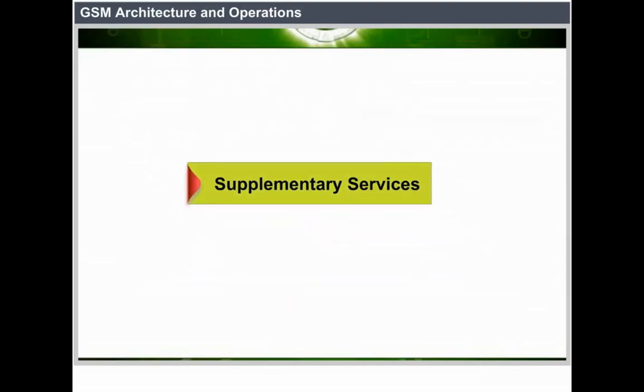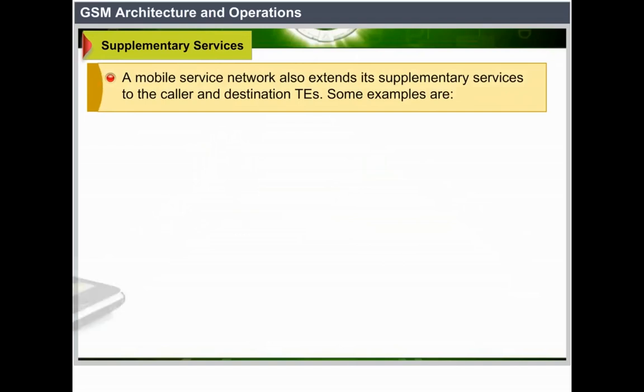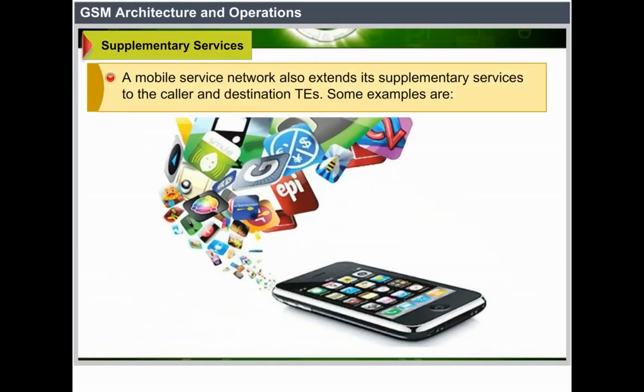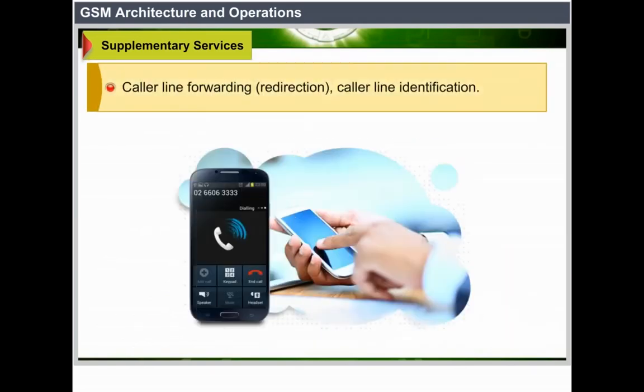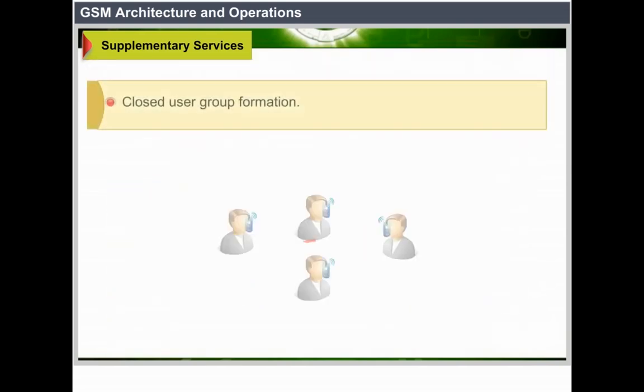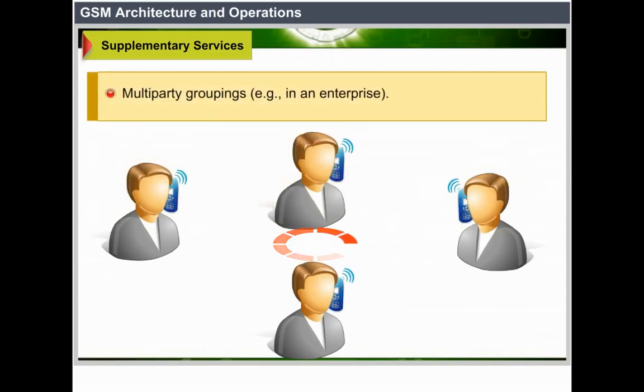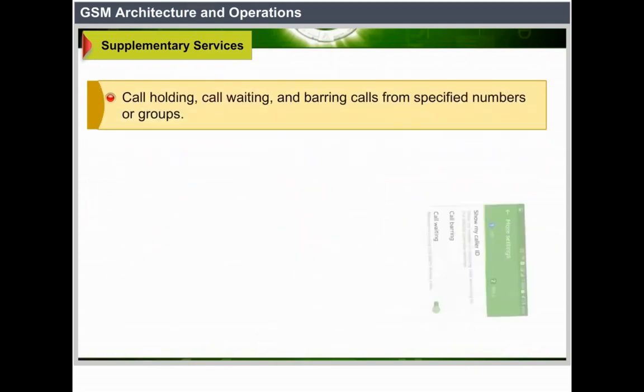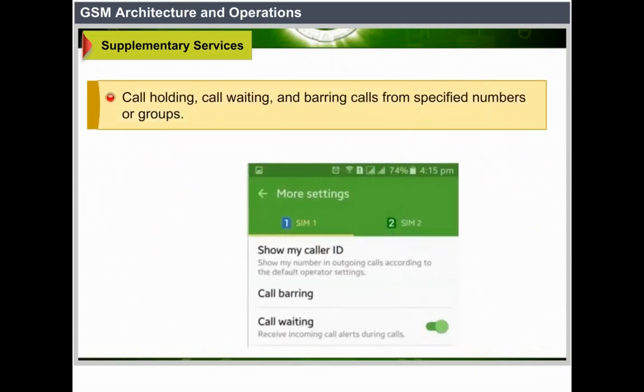Supplementary services. A mobile service network also provides supplementary services to the caller and destination TEs. Some examples are call forwarding, redirection, caller line identification, line identification to the caller, closed user group formation, and multi-party groupings. Example in an enterprise: call holding, call waiting, and barring calls from specified numbers or groups.